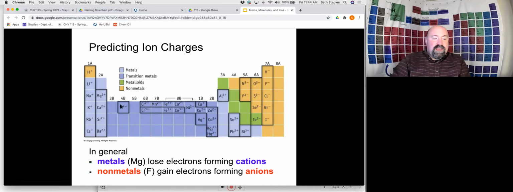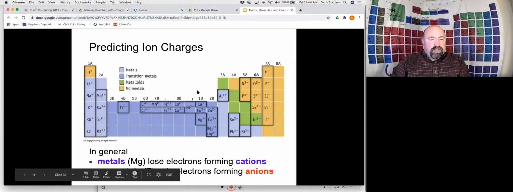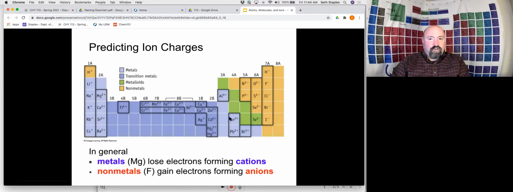And so we can see here as we predict some of these charges, look at our alkali metals right here, along with hydrogen. All have charges of 1+. Our alkaline earth metals all have charges of 2+. We're going to skip our transition metals for a minute. They're a little bit different. But we start to see a few differences in this section too: aluminum with its 3+, tin and lead with a 2+.